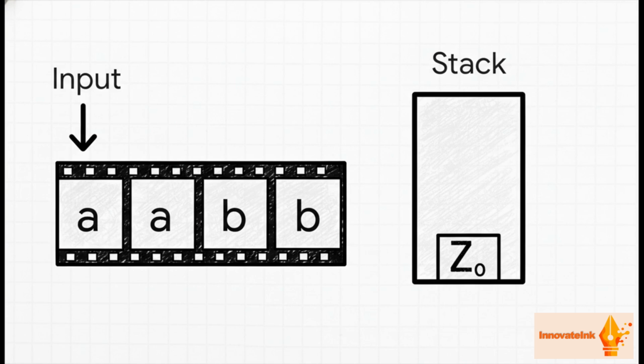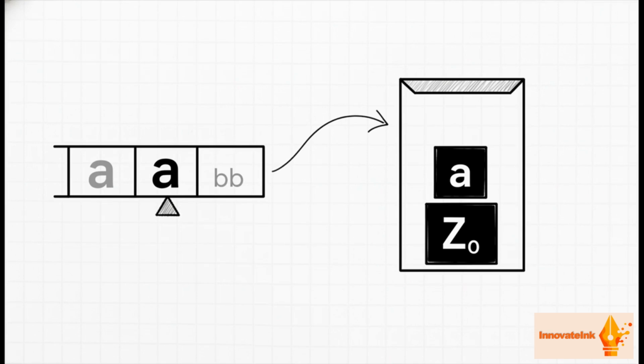It starts with the full input ready to go and an empty stack, except for a special marker at the bottom. As it reads that first A, its rule is simple. Push this symbol onto the stack to remember it. It does the same thing for the second A. The stack is now a perfect mirror of the A's it has seen, acting as our memory. So now we have two A's on the stack, and we're ready to start seeing some B's.